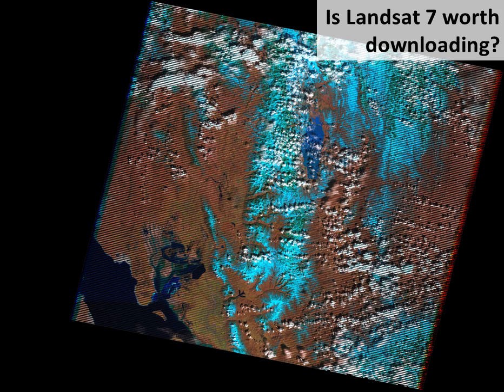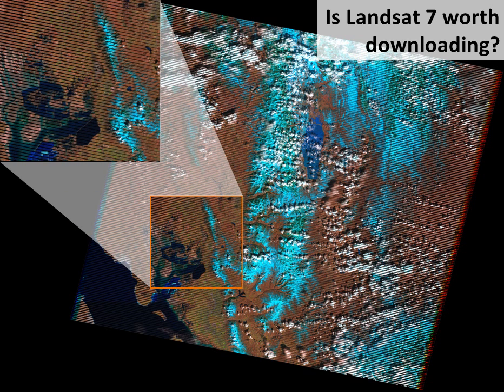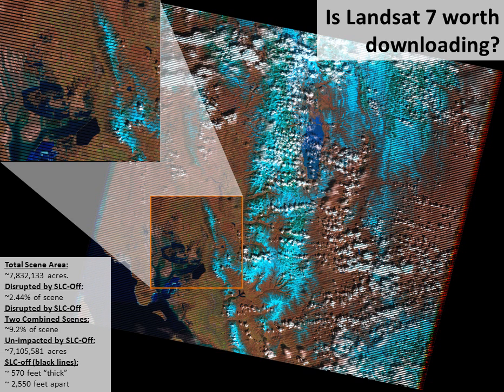One question that came up when working with Hughes in Texas and testing out this method, to see if it would work in some other states, was whether Landsat 7 was really worth downloading, given the scan line correction malfunction on the instrument, which leaves these black diagonal lines that don't have any data. In my opinion, it's definitely worth downloading, because the total area of an individual scene is over 7.8 million acres, and the disrupted area, the area that doesn't have any good data, is about 2.4% of the scene.